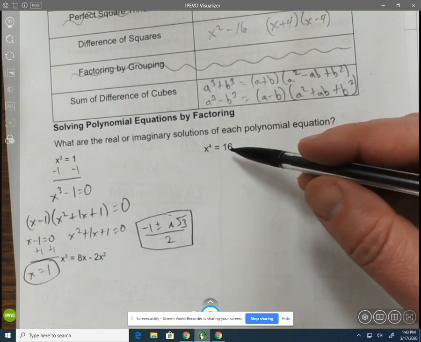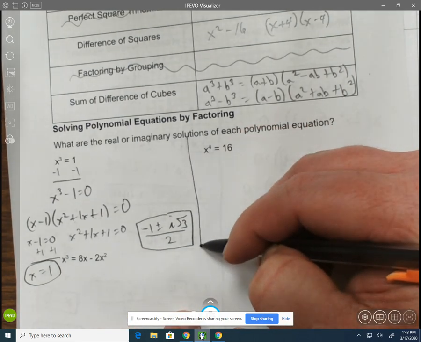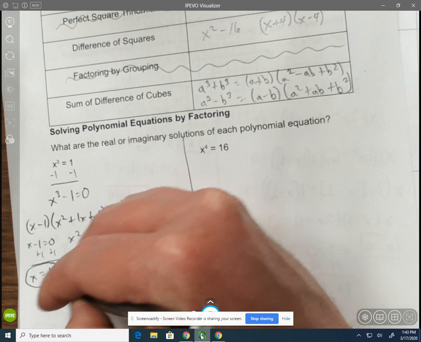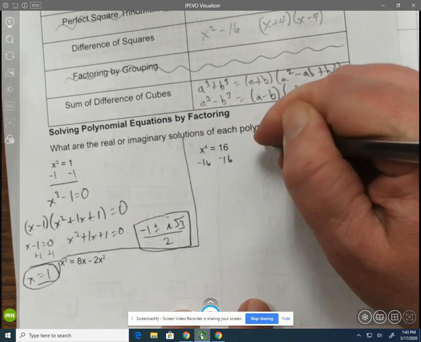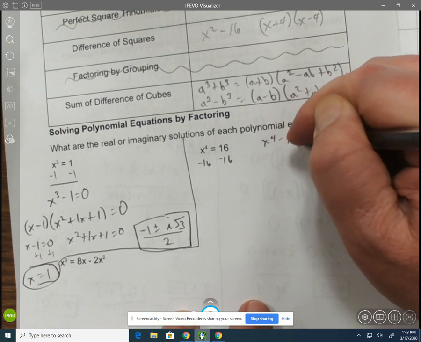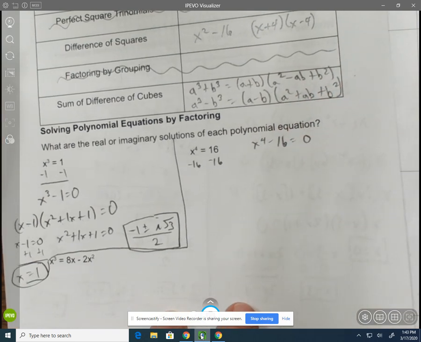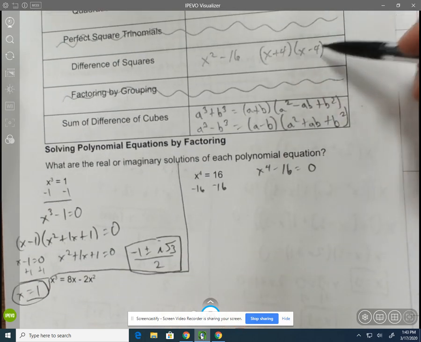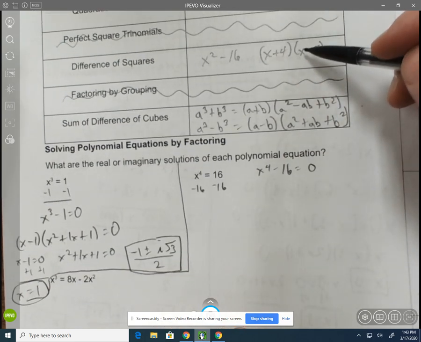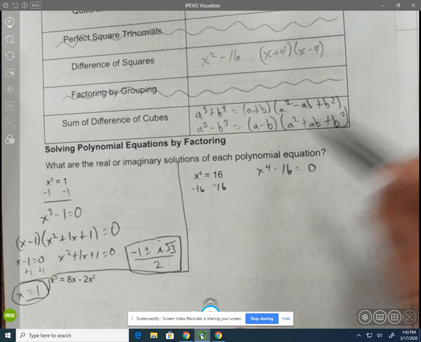If we look at this one, x to the 4th equals 16. Again, I get it equal to 0, so I subtract 16 from both sides, and I'm going to write this up here just to give me a little bit more room. I get x to the 4th minus 16 equals 0. Now, this one, you might not recognize it right away, but this one is actually a difference of 2 squares.